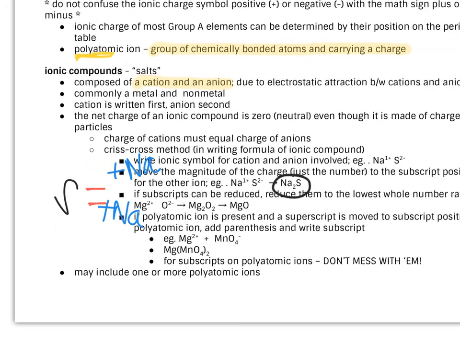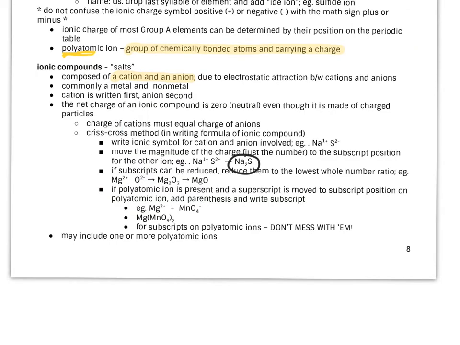Yes, we have 2 sodiums and only 1 sulfur, and their charges are canceling out. So what if the subscripts have the same magnitude?